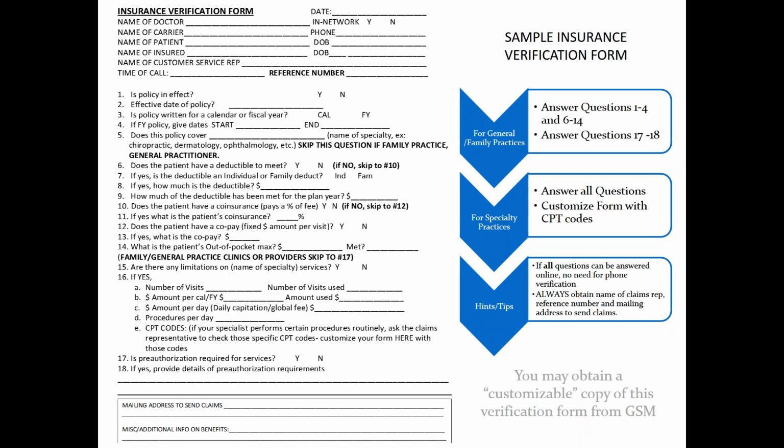And so you'll notice that on this form there is a bunch of information that you have to obtain. Number one is, of course, at the very top of the form you see you have the date, the name of your doctor, the name of the insurance carrier, their phone number, the name of the patient and their date of birth, the name of the insured and their date of birth if they're different than the patient, the name of the customer service rep, the time of the call, and the reference number, okay? And then you have the information about the benefits.